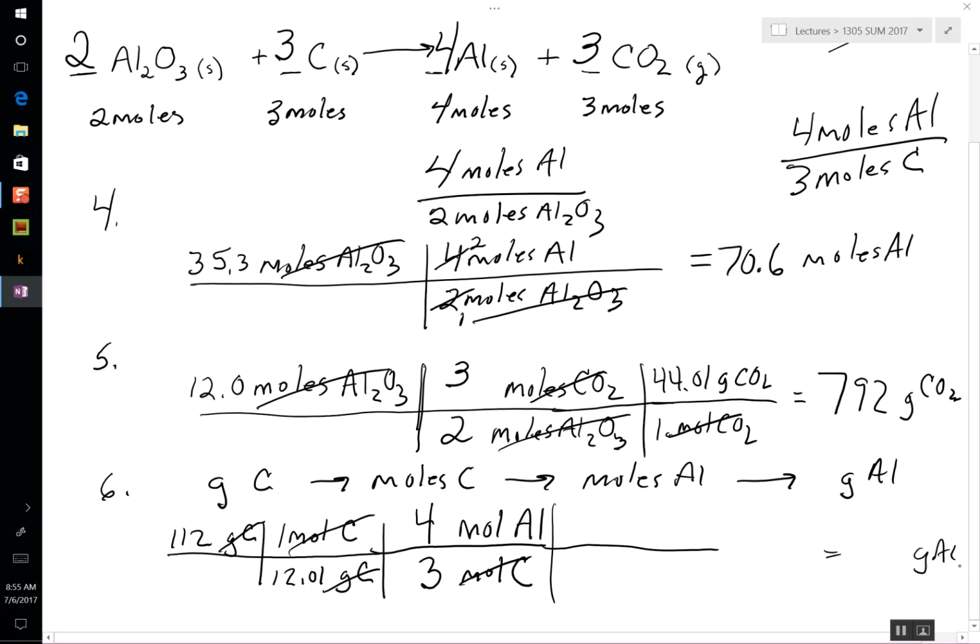So now I'm right here. I've converted into moles of aluminum. So now how do I convert moles of aluminum into grams of aluminum? Okay, you need the molar mass, which is what? 26.98 grams of aluminum for every 1 mole of aluminum. Moles of aluminum cross out.